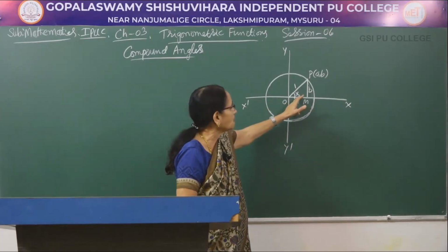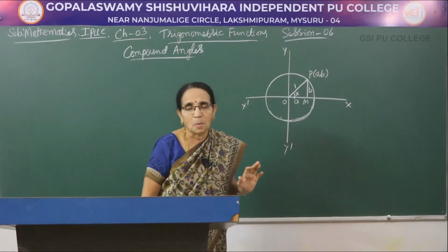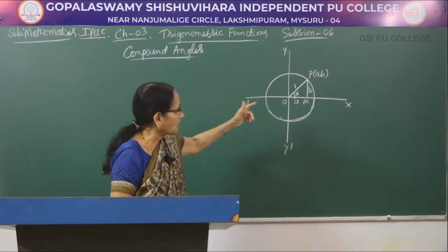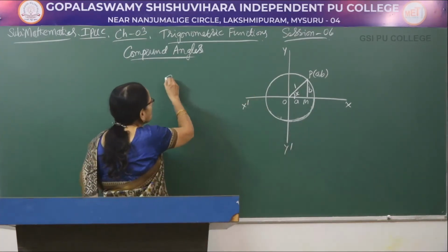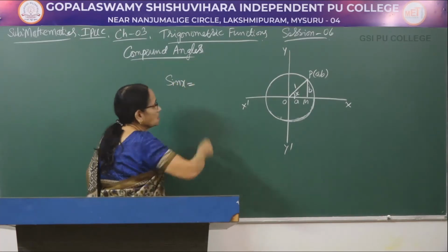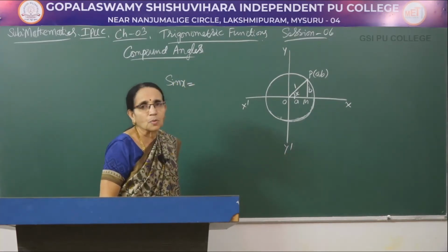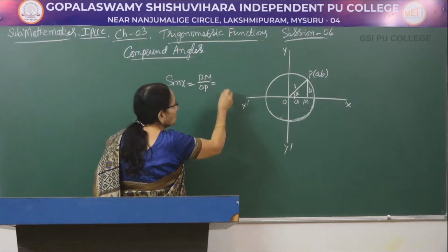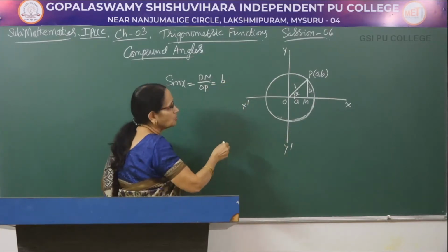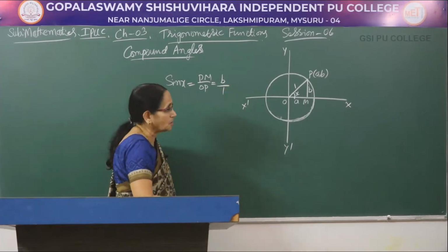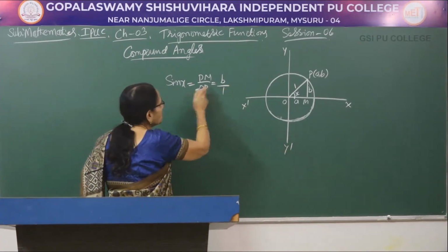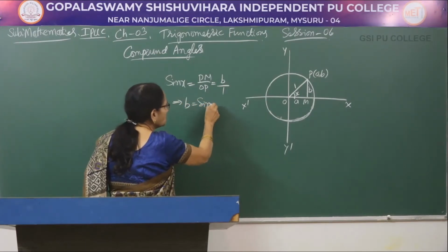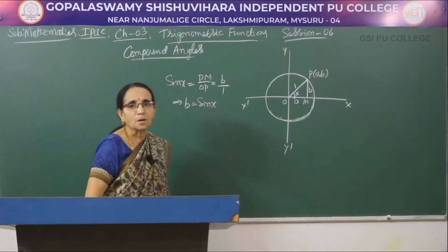I have denoted the angle POM as x here. Now, consider the triangle POM. In this one, let me define sin x. How do you define sin x? Opposite over the hypotenuse, that is PM divided by OP. And what is PM? PM is equal to b, and OP being the radius of the unit circle is 1. That means sin x equals b by 1, which implies that b is equal to sin x. b is equal to sin x, first thing.